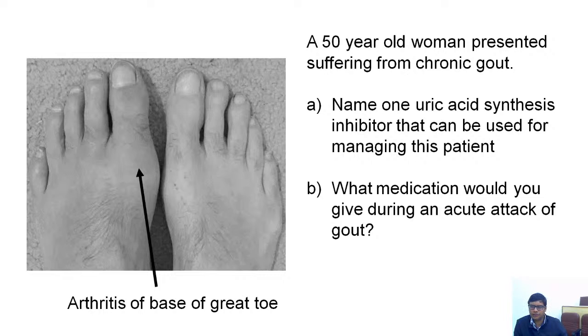Another drug, febuxostat, you can also write. Any of these two drugs you can write. Both are uric acid synthesis inhibitors. Febuxostat, which is a xanthine oxidase inhibitor, or allopurinol.